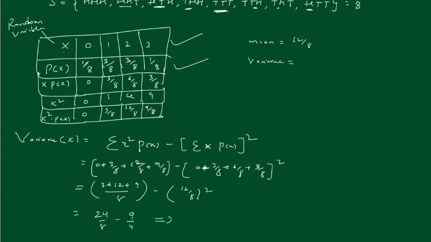So from this what we'll get here? 3 minus 9 by 4. So what we'll get here? 3 by 4 will be the variance. Got it?